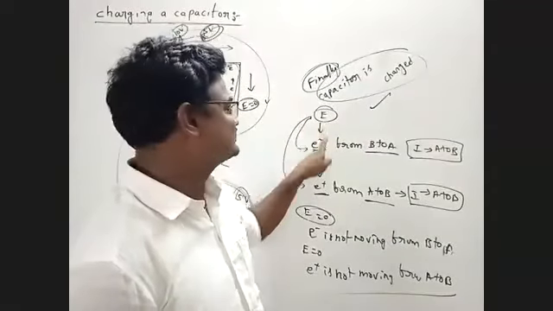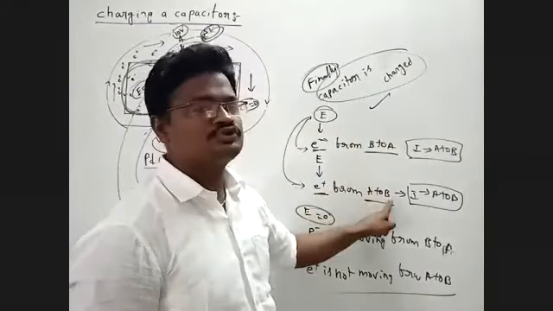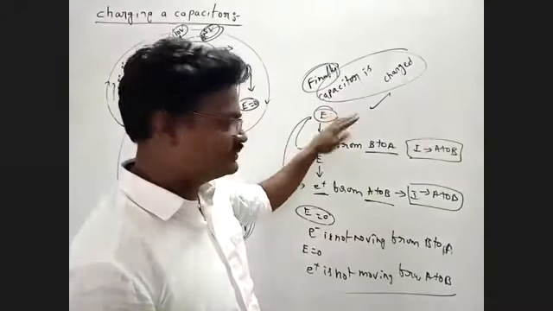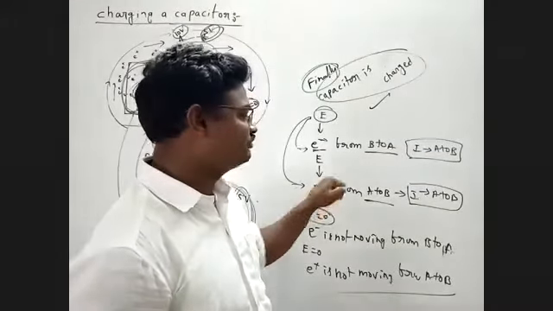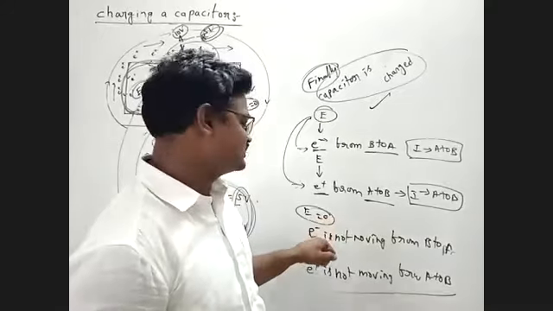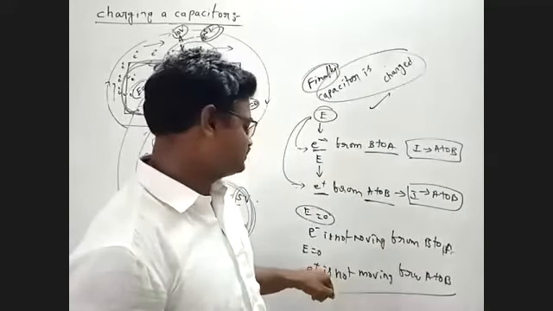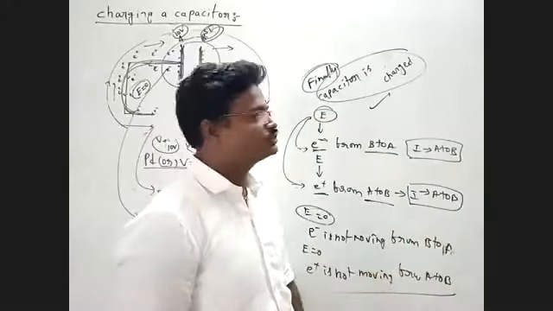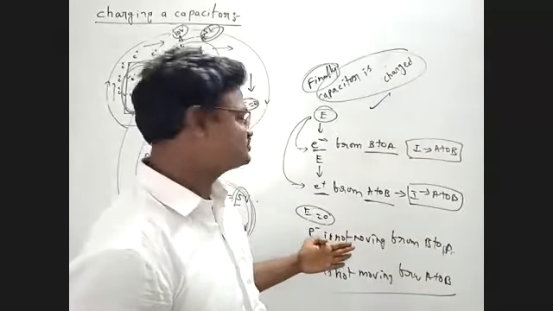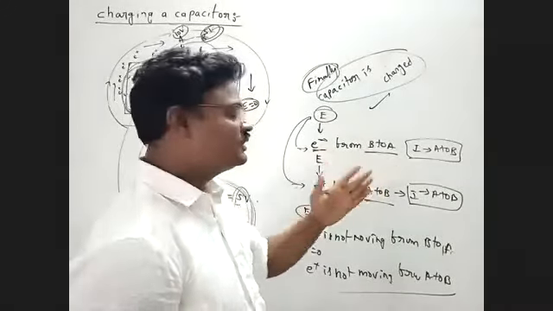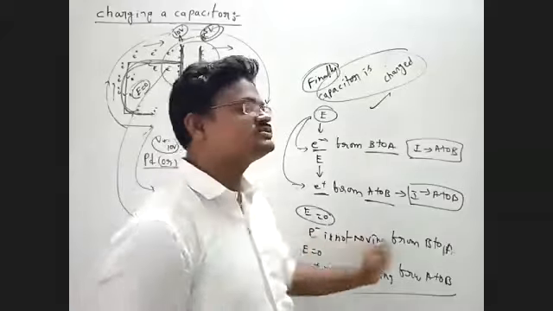When an electric field is present, electrons move from B to A and positive charges move from A to B. When the electric field is absent, electrons are not moving from B to A and positive charges are not moving from A to B. Battery present means a potential difference exists, which means an electric field is present and electrons are moving. No battery means no potential difference, no electric field, and electrons are not moving.